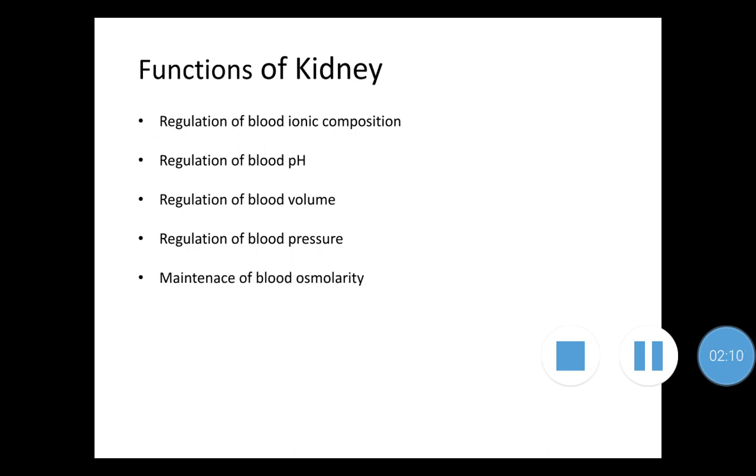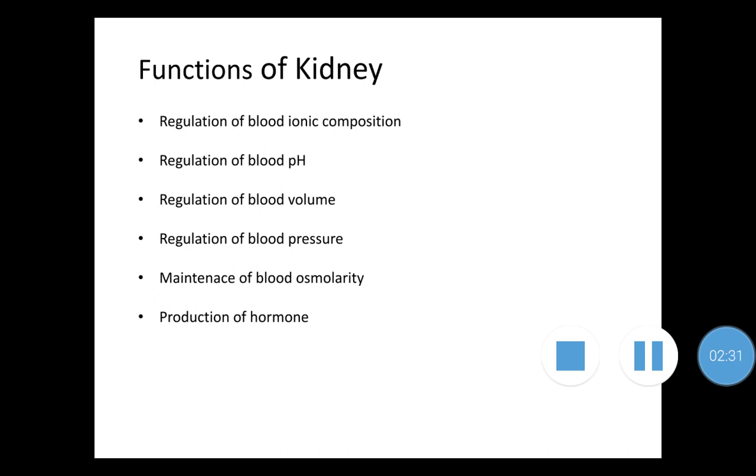Then the maintenance of the blood osmolarity. The kidney regulates the loss of the water and loss of the solute also, so it maintains the osmolarity. Then the production of hormone. Kidneys produce two hormones. First is the calcitriol and second is the erythropoietin.